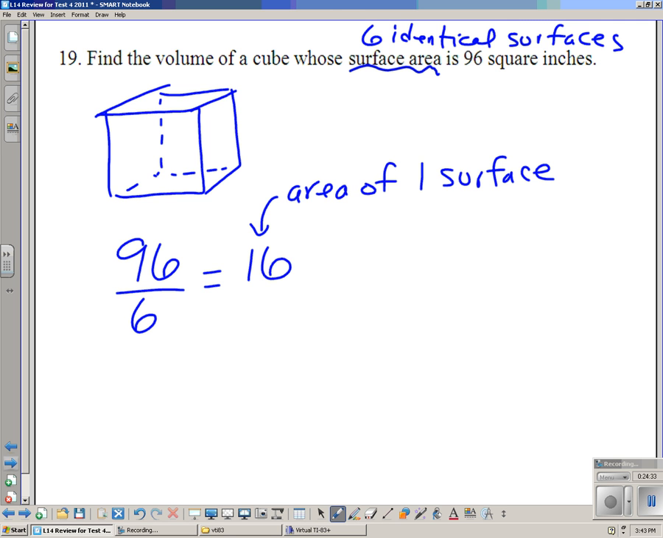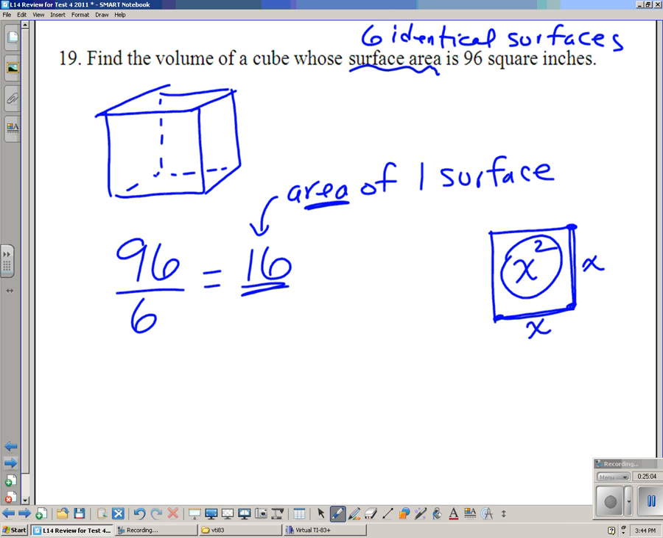Now, since this shape is a cube, any surface of the cube is a square. Well, what do we know about a square? We know that every side on the square is equal to any other side. We don't know right now how long the side of the square is, so we're going to give it a letter name. The area is x times x, which is x squared. But we do know the area of one surface is 16. So x squared, which represents the area of one surface, is equal to 16.